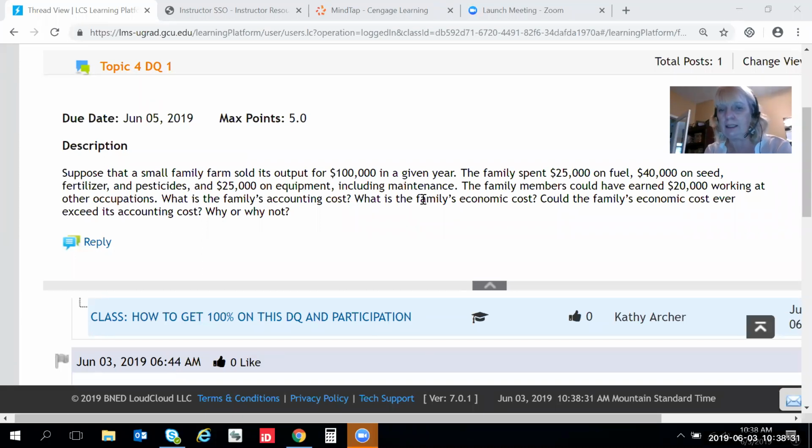What is the family's accounting cost? What is the family's economic cost? Could the family's economic cost ever exceed its accounting cost? Why or why not?